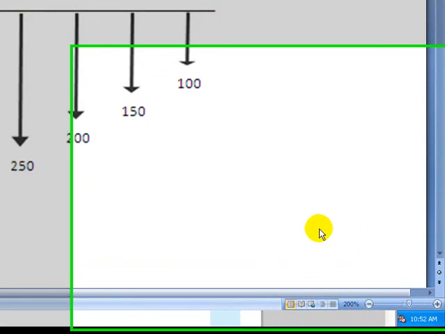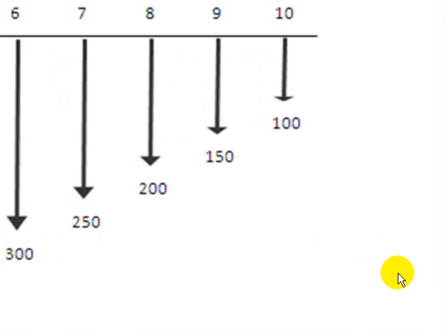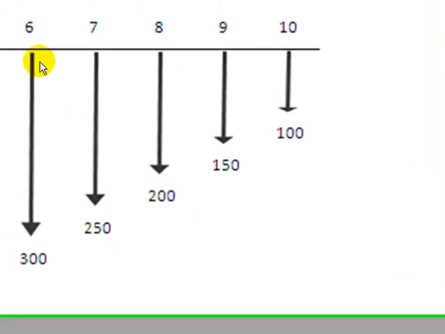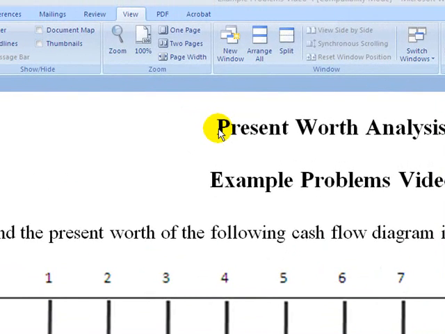Hi students, in this video we are going to discuss a couple of problems on chapter 5. Chapter 5 is present worth analysis. Basically in this chapter we are interested in calculating the present worth of a given cash flow, or present value P, right? We know P, A, F. These terms we already know. We have discussed them in last few videos. So this particular chapter focuses on calculating value P given any cash flow.